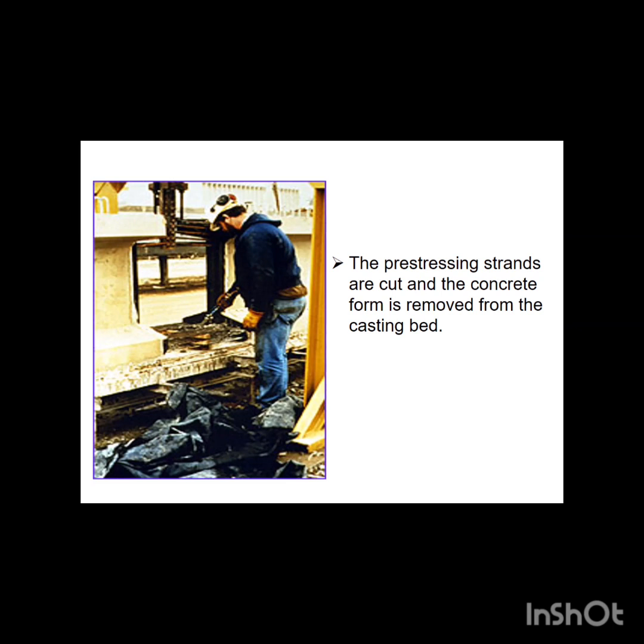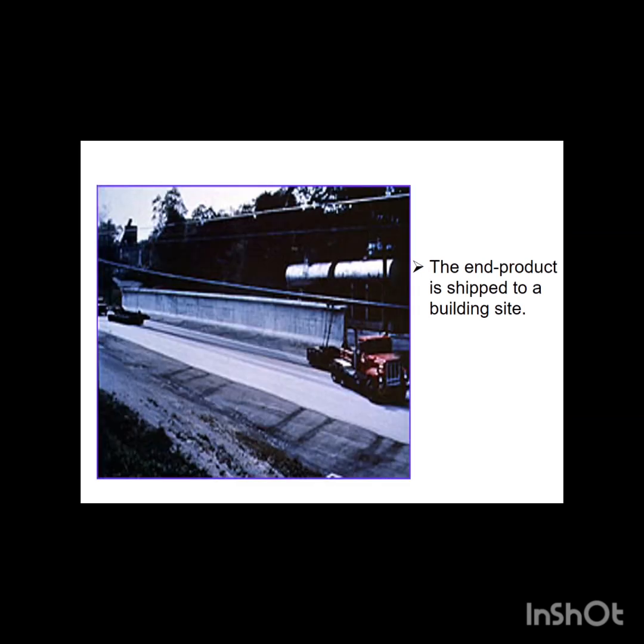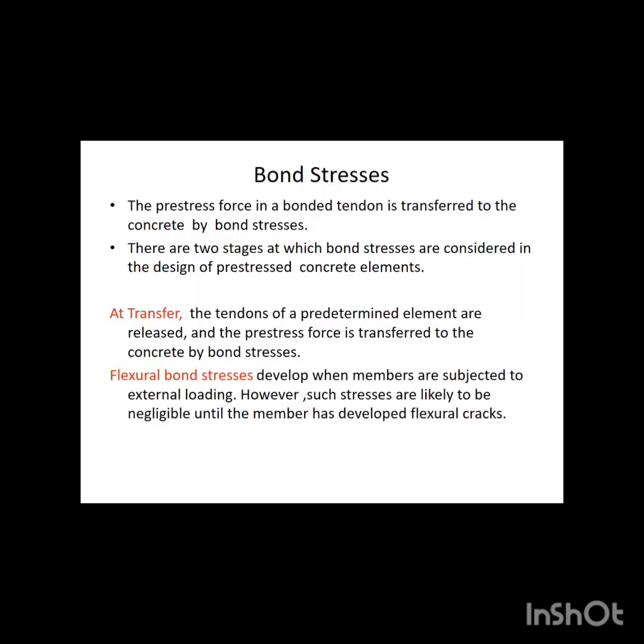The pre-stressing strands are cut and the concrete form is removed from the casting bed. The ends are cleaned and the pre-stressing strands are sealed with a protective coating. The end product is shipped to the building site. The pre-stress force in a bonded tendon is transferred to the concrete by bond stresses.